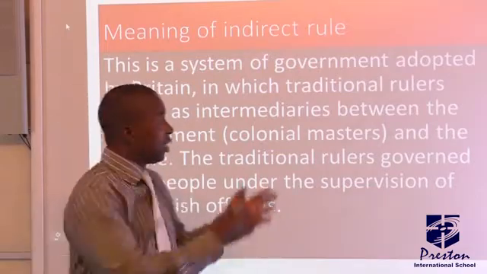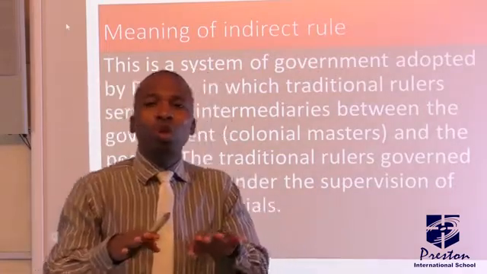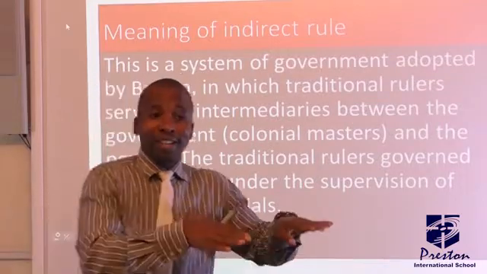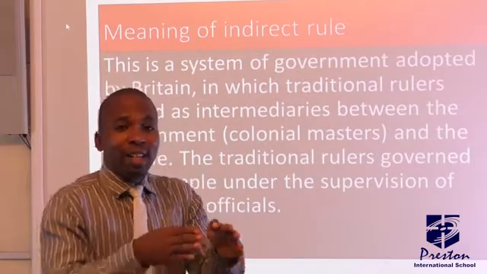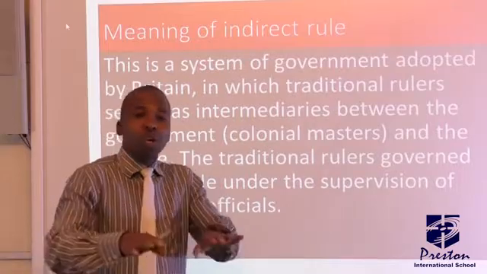We can see from this definition that indirect rule is the system that made use of the traditional rulers. Now, the traditional rulers were the one ruling. Are you with me? They were the one ruling, while the colonial masters were at the background controlling what was happening.